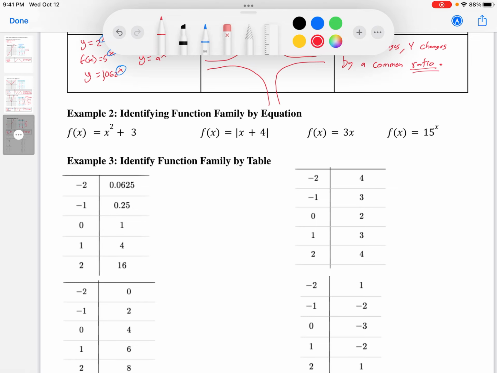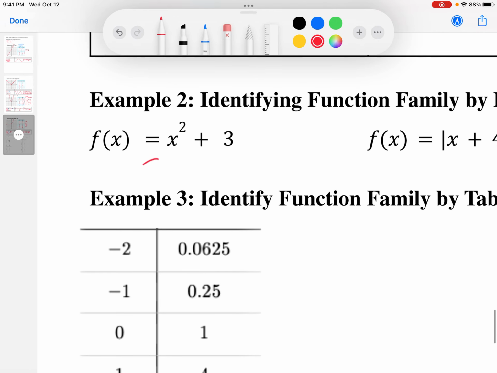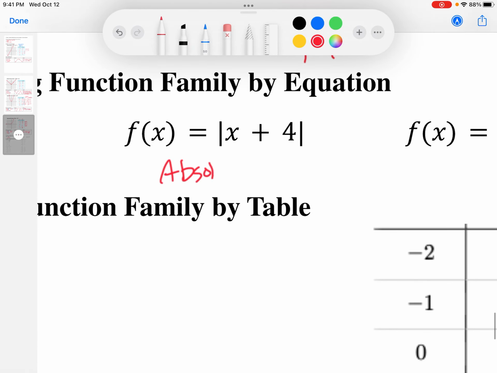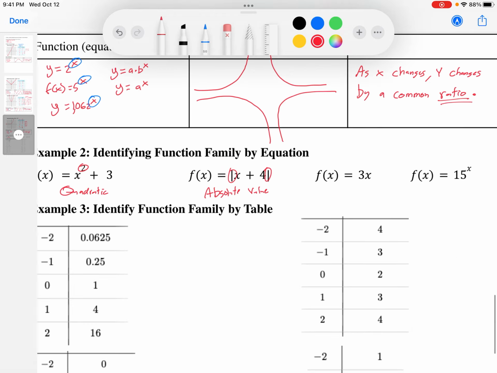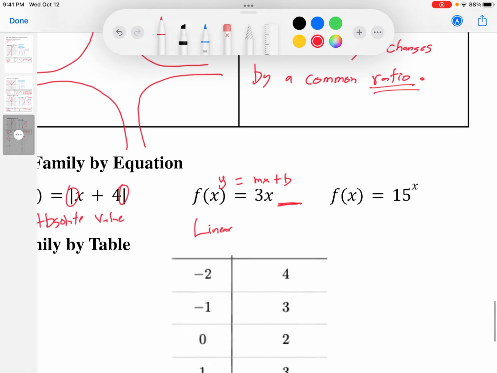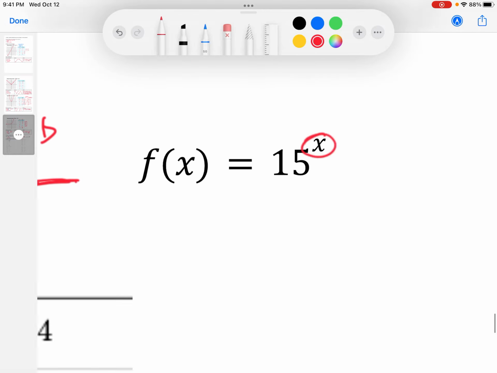Example 2, it says identify function family by equation. Pause the video, see if you can identify these 4. Okay, the first one, this is quadratic. What gave it away? Well, that was an exponent of 2. The next one is absolute value. What gave that away? Well, it was the absolute value symbols right there. The next one, linear. How can it be linear if it's not in the form mx plus b or y equals mx plus b? Because the b value is 0. All right, the last one has an x in the exponent. That must be exponential.